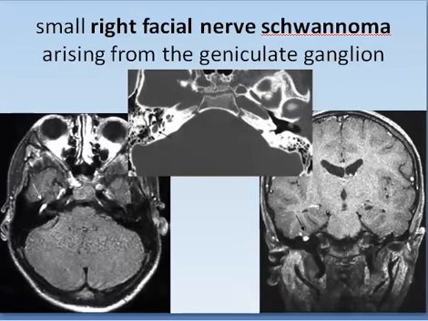At its site of origin from the geniculate ganglia, there is a small right facial nerve schwannoma. This is the one. It's not in line with the vestibular schwannoma we know about. It's something perpendicular, the course of the facial nerve, and here it appears like a homogeneous spot, homogeneous mass, homogeneously enhancing mass.